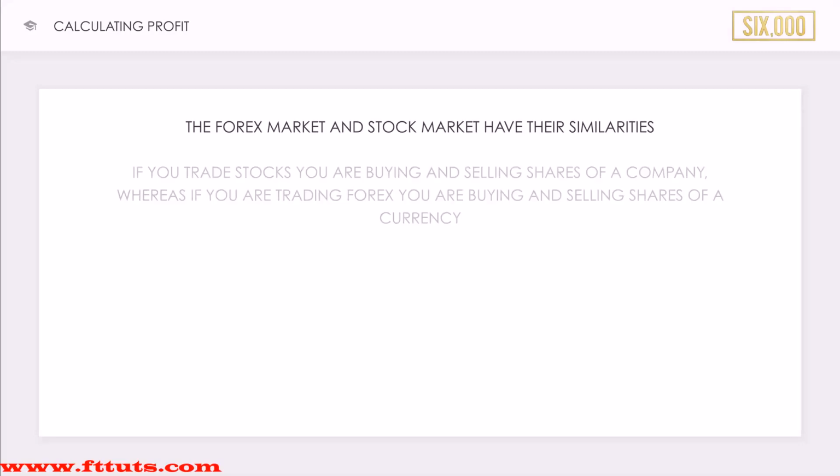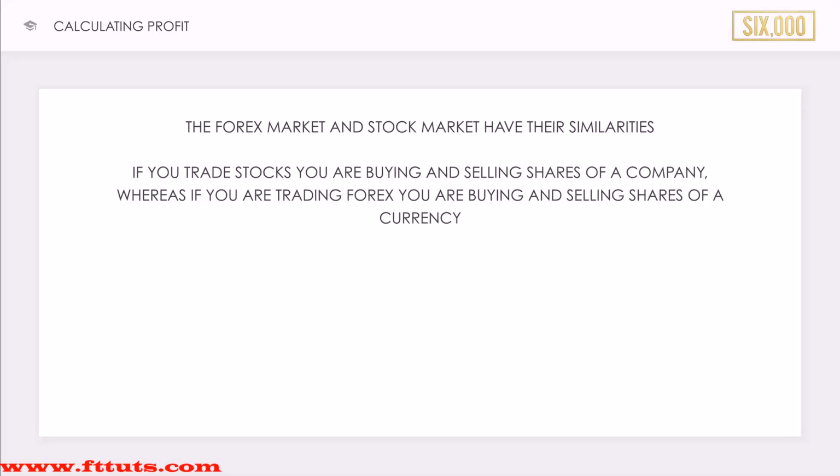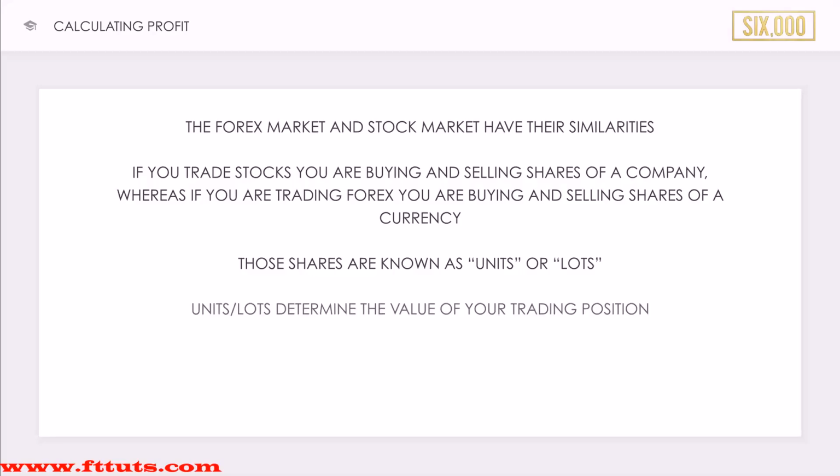Now moving on to our final topic for today, which is calculating profit. Now the Forex market and stock market, as we know, they have their similarities. If you trade stocks, you're buying and selling shares of a company. Whereas if you're trading Forex, you're buying and selling shares of a currency. Now, those shares that we are buying are known as units or lots. And this is what we use, and this is what helps us calculate how much profit we will make. So the units or lots that we use determine the value of your trading position. So how much you could potentially make, as in the profit, or how much you could potentially lose.